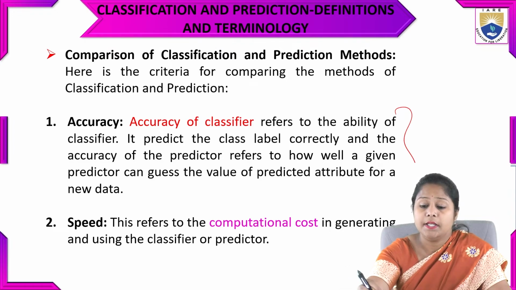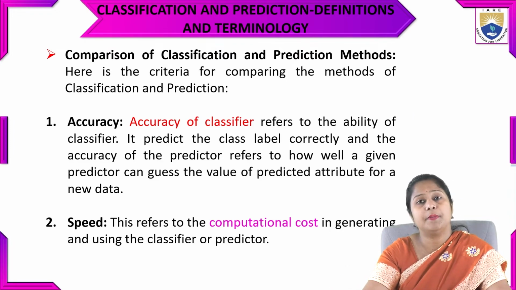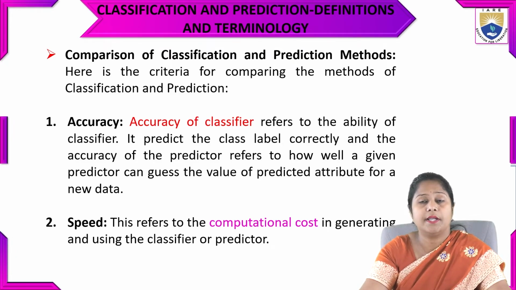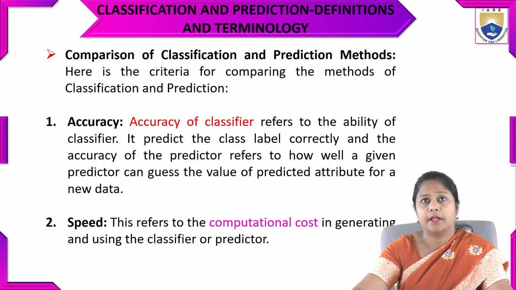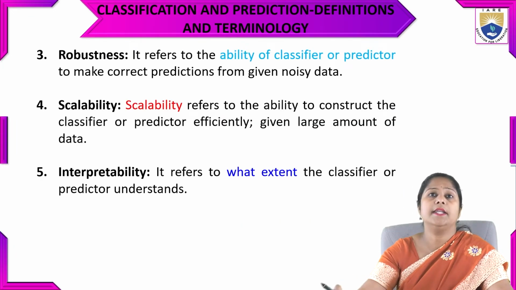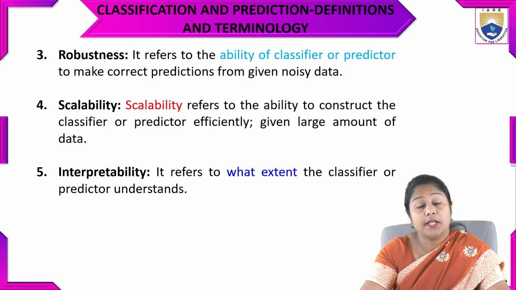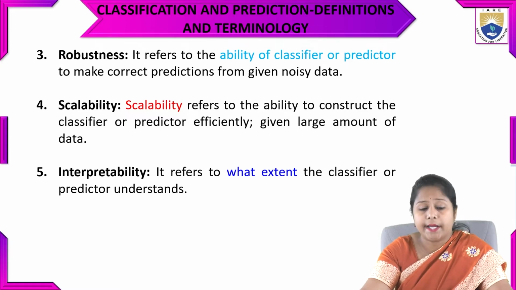Second can be the speed. On the basis of speed, the computational cost will be calculated. That refers to the computational cost in generating and using the classifier as well as the predictor. So, accuracy and speed. Third is robustness. It refers to the ability of the classifier and predictor to make correct predictions.